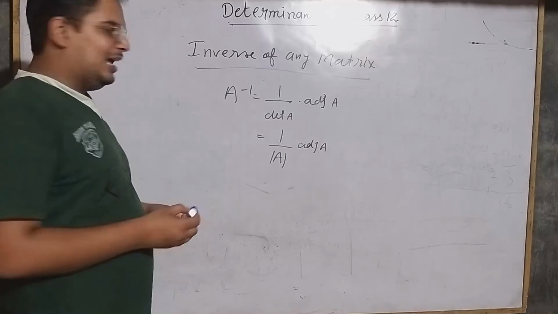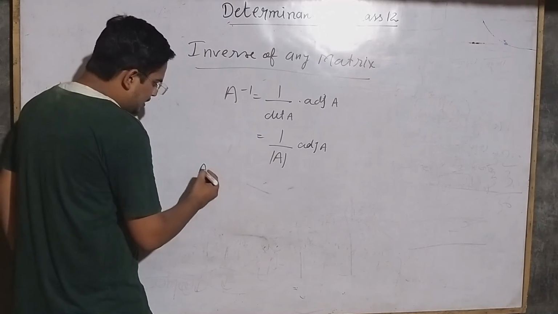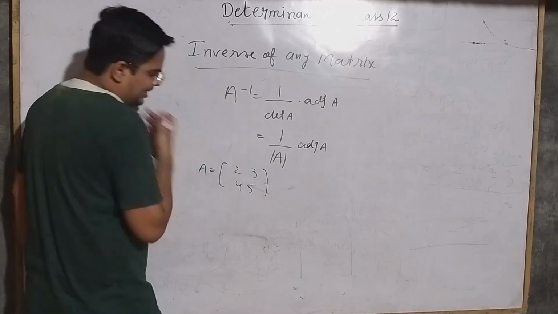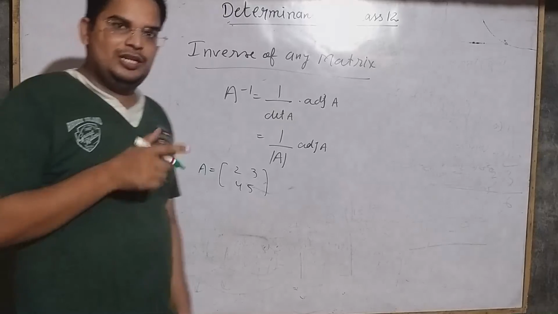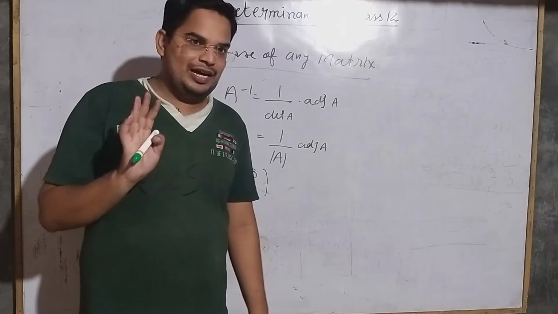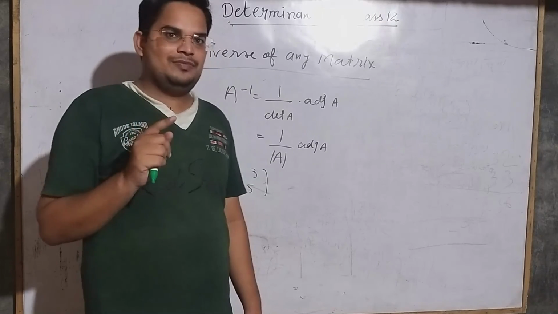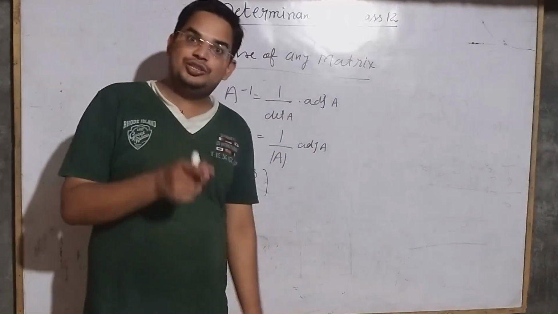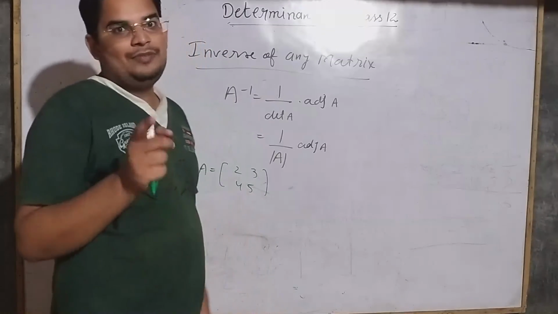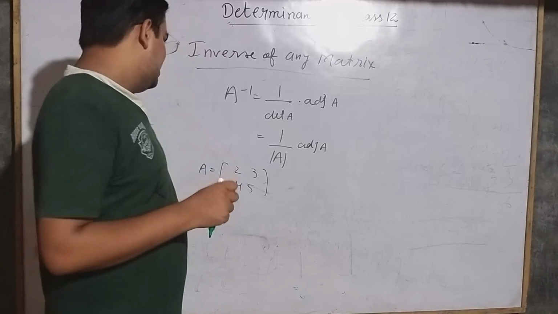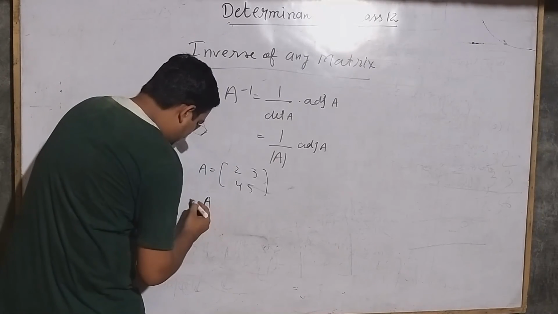Let me tell you. Say I have a matrix A equal to [2 3; 4 5]. First of all, I will check whether it is singular or non-singular. If a matrix is non-singular, only then can we find the inverse of that particular matrix. Otherwise, the inverse is not possible. So you will just find the value of determinant of A.